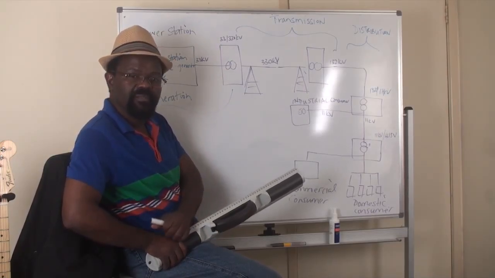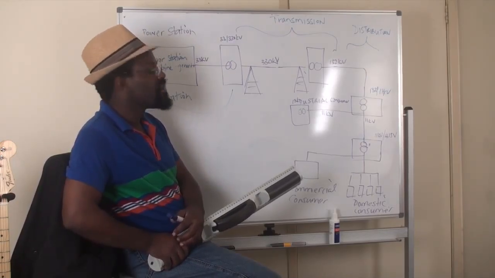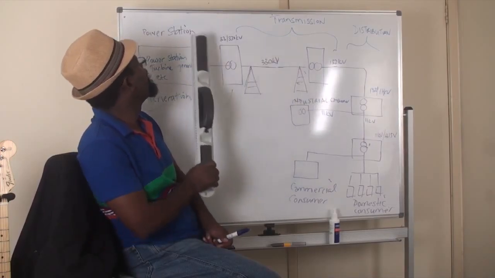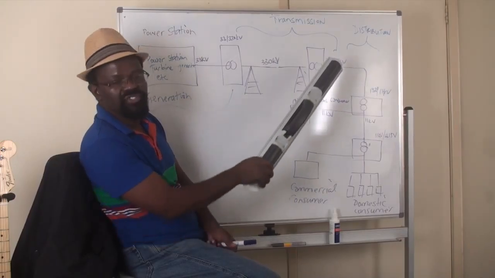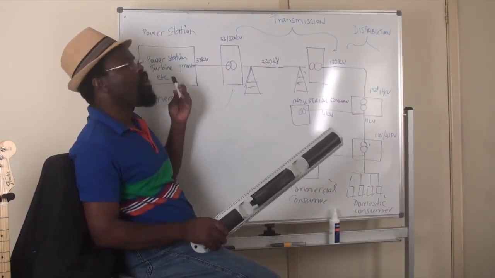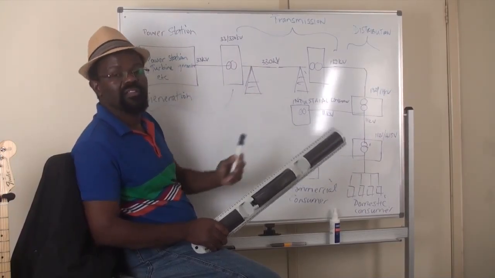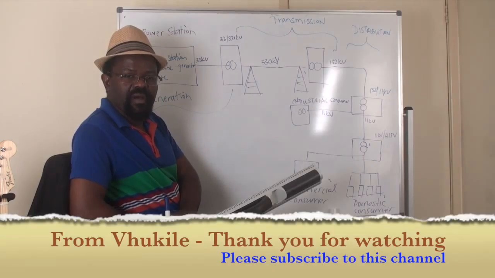In the next programs, we would want to examine closely what happens in these areas: in the generation area, in the transmission area, in the distribution area. We will break down the components in each box, in each area, so that we get to understand what happens when power is sent.